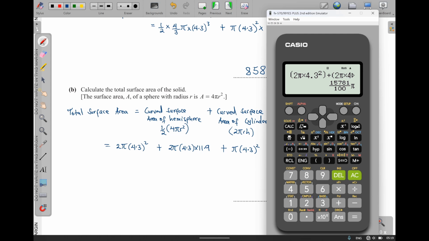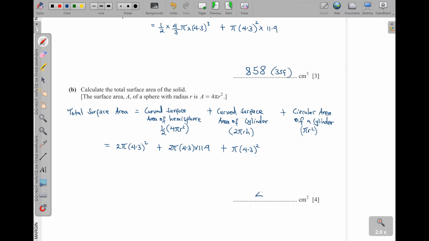Like that. So if they say in terms of pi, then it will be like that. But changing this one to 3 significant figures, it will give us 496. So I write here 496 to 3 significant figures.